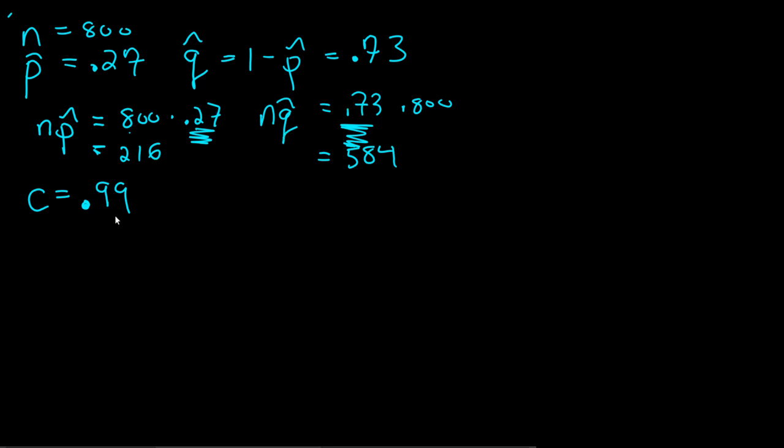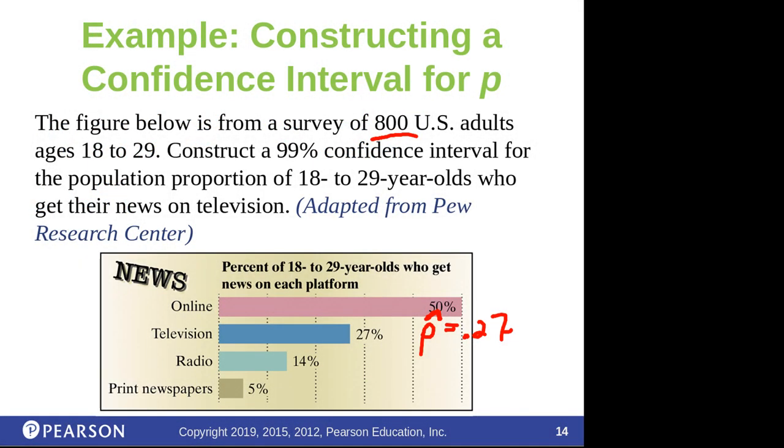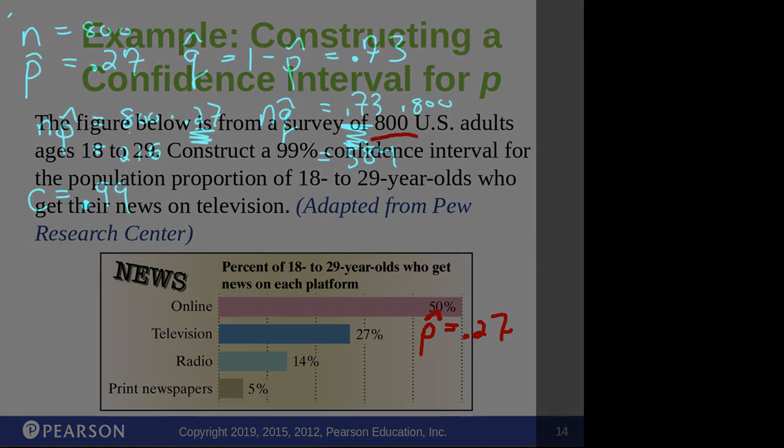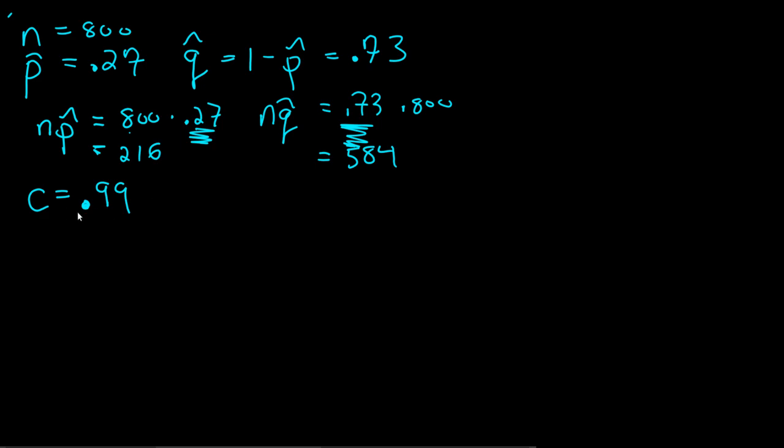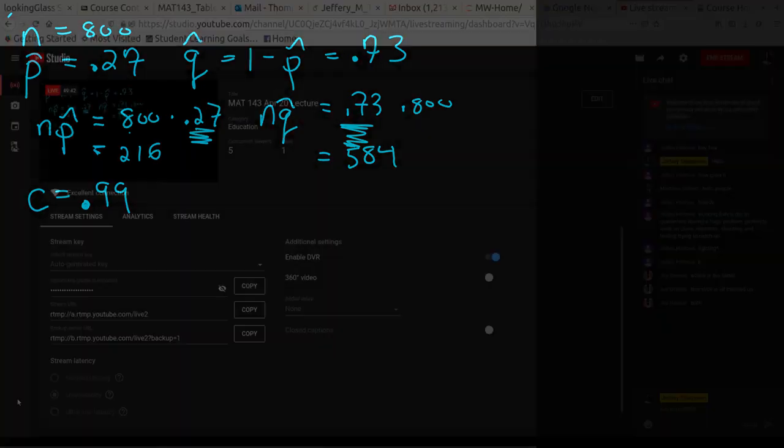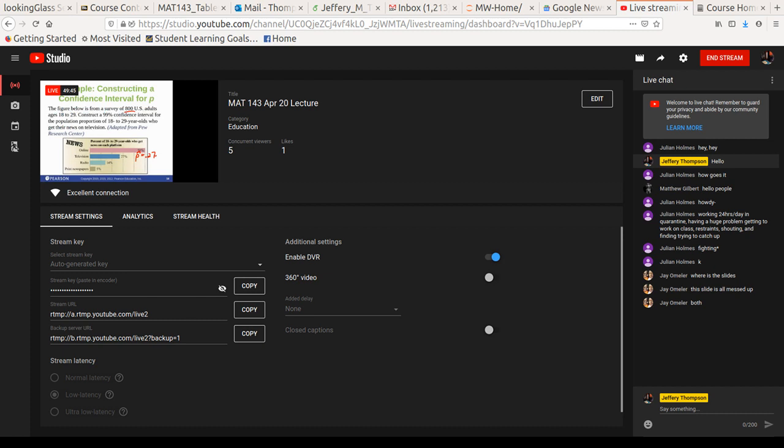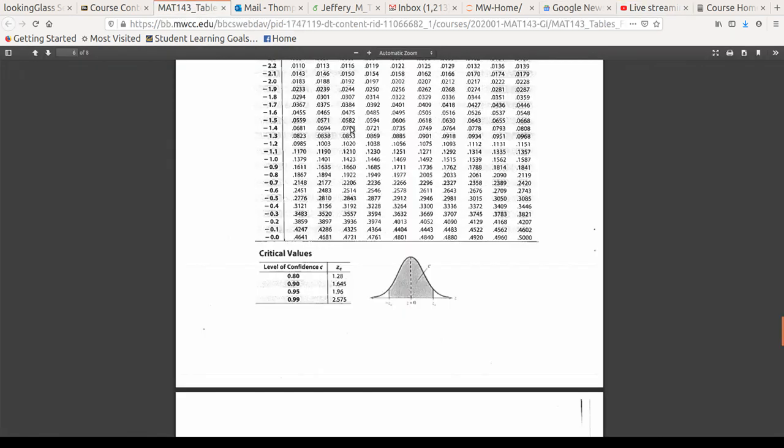I was pointing to this on my slide screen, but my switcher on the stream screen seemed to have jumped back. Okay, so we have a 99% confidence interval. So now I'm going to switch to the browser. There you guys are. And a 99% confidence is 2.575. 99% confidence has a Z critical of 2.575.